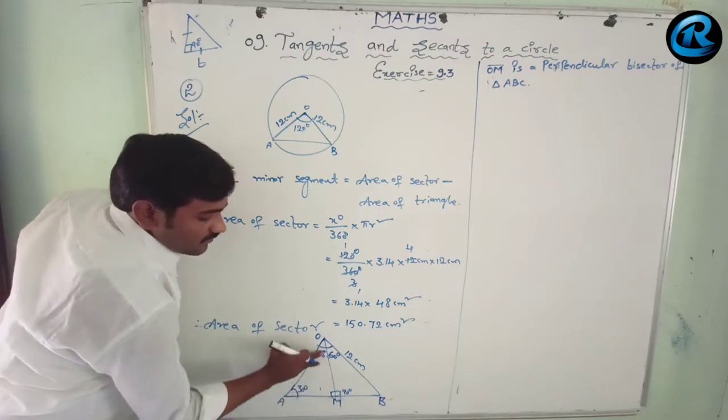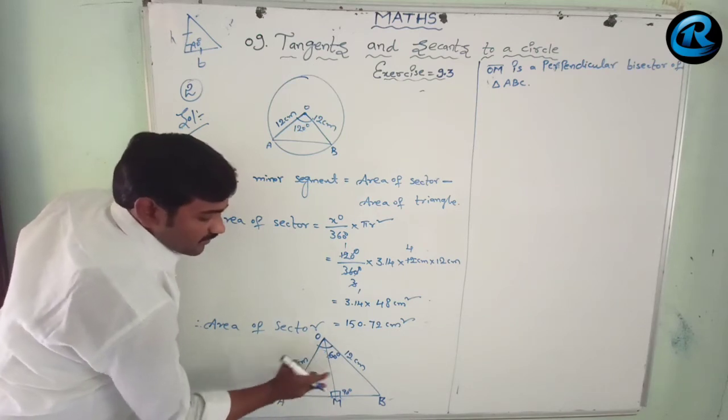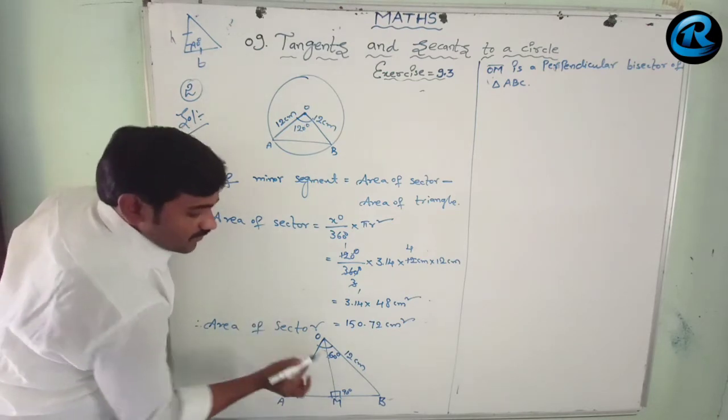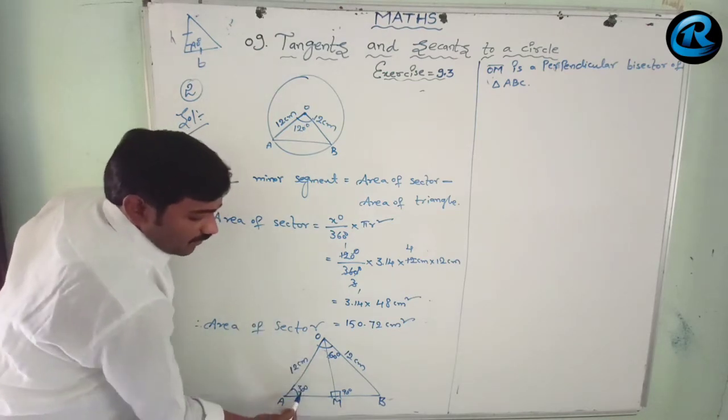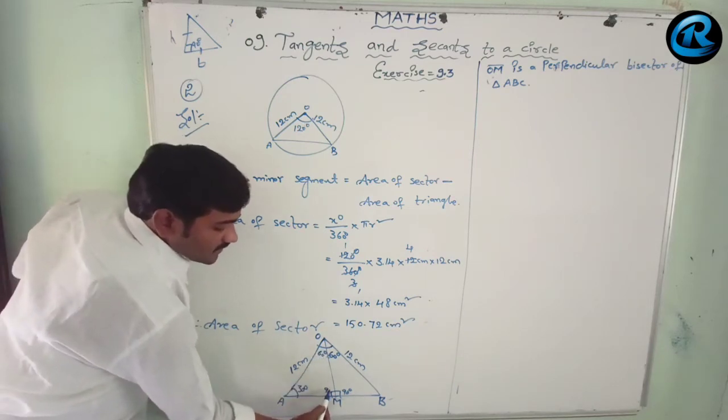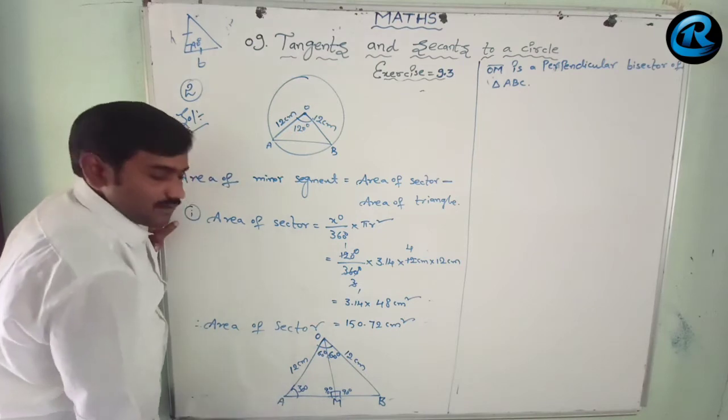Okay, you just forget about this now. This you remember. Now our target is to find out OM and AM. How did you get 30 degrees here? Remember, here it is 60, here it is 90, so here 30 degrees will come.